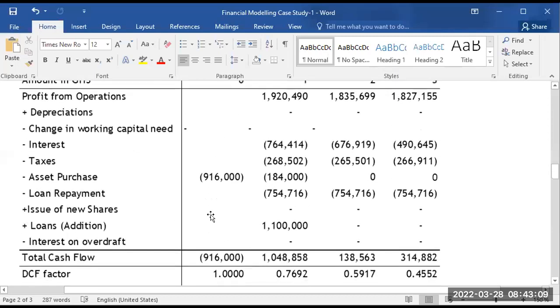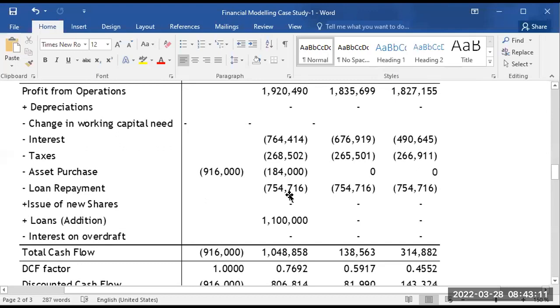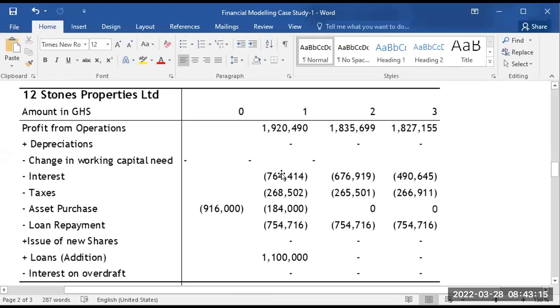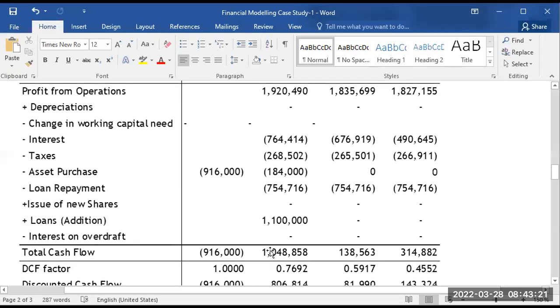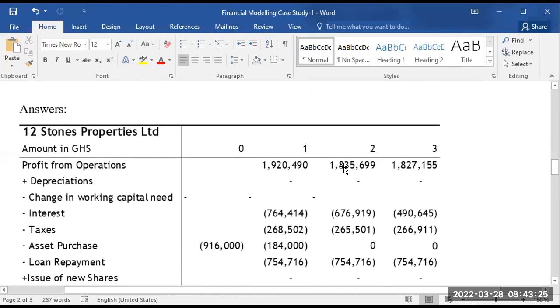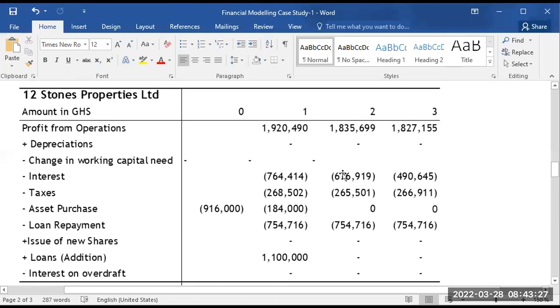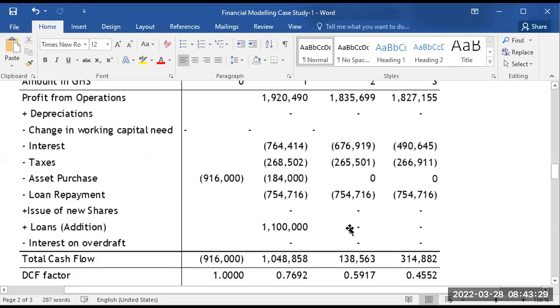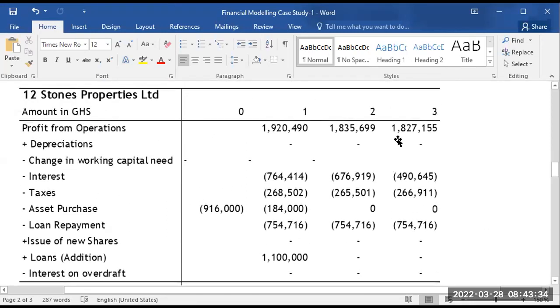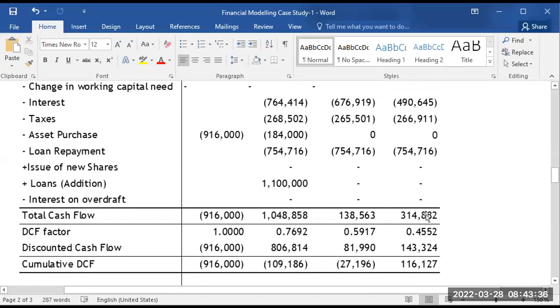We have only 9160,000. Now for year 1, we have 1.92 plus the ones in bracket, which are all negative, and this gives us this value, right? We do the same for year 2, 1.8 minus this, because it's negative, and that gives you this value, right? And then year 3, this is it. We do the same and we get these values.